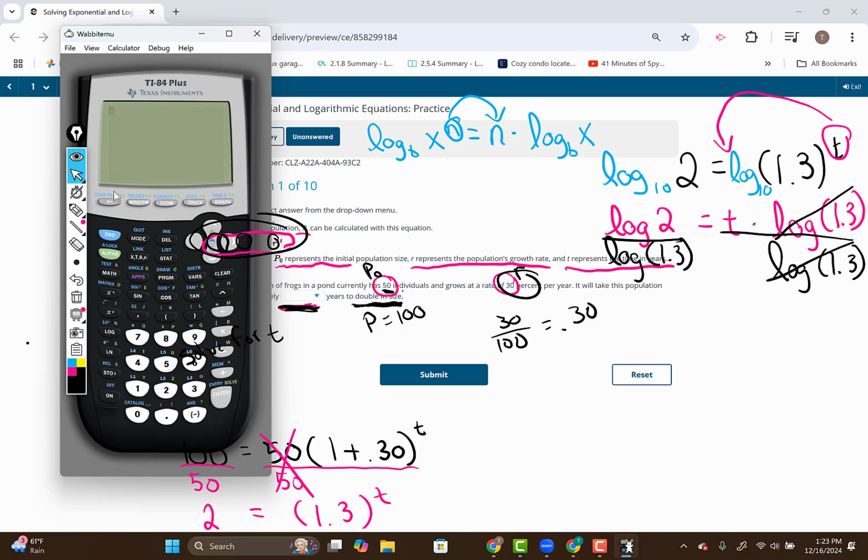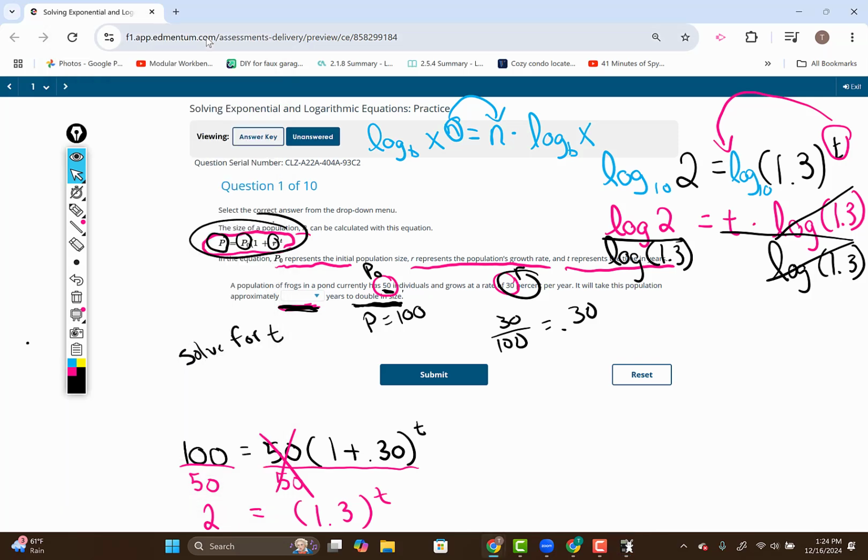So the log button is different in every calculator. The log of 2. I'm going to hit enter so it gives me that full decimal, but I don't want to round that decimal. And I'm just going to divide that answer by the log of 1.3. Close the parenthesis. 2.64, and I look at the answer key. The answer key is exactly 2.64.